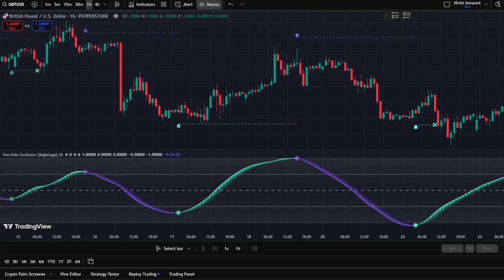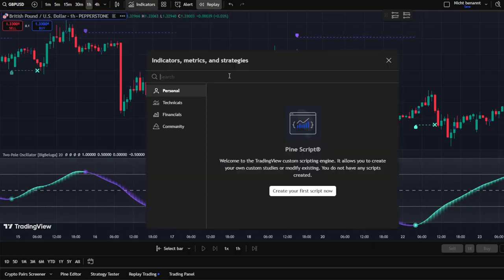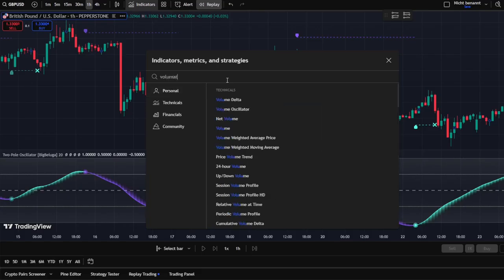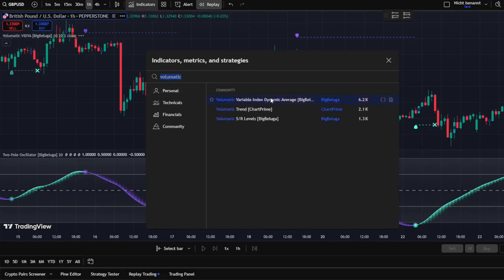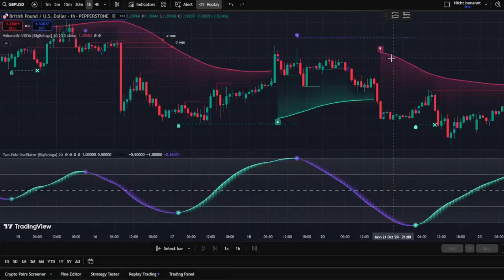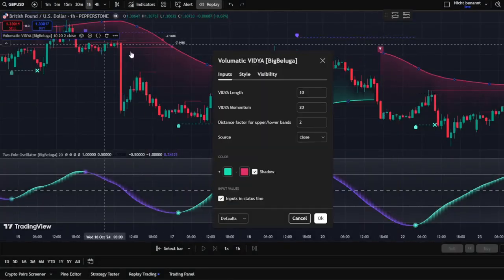For the strategy I'm going to be showcasing here, we need to add the Volumatic Variable Index Indicator by Big Beluga. Once you've added it, you want to double-click on it and then change the VIDYA length to 34. Go to the Style tab and then disable the Lines option and then click OK.